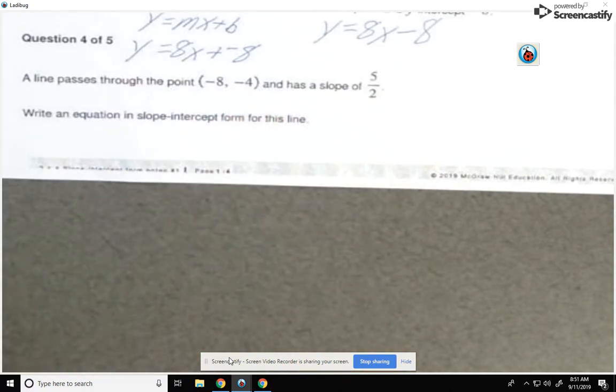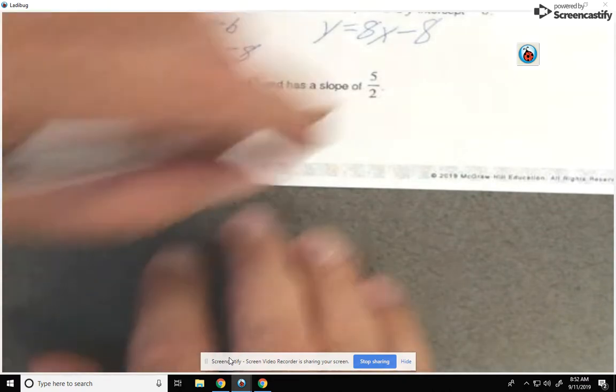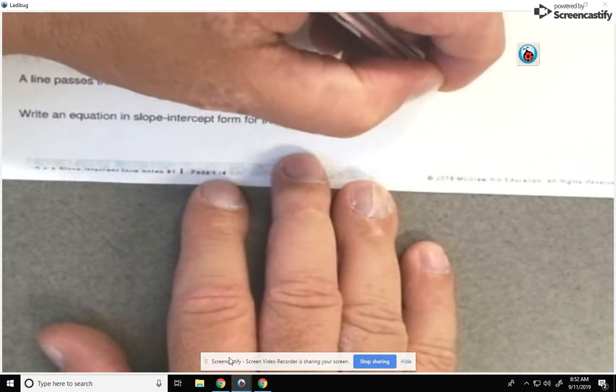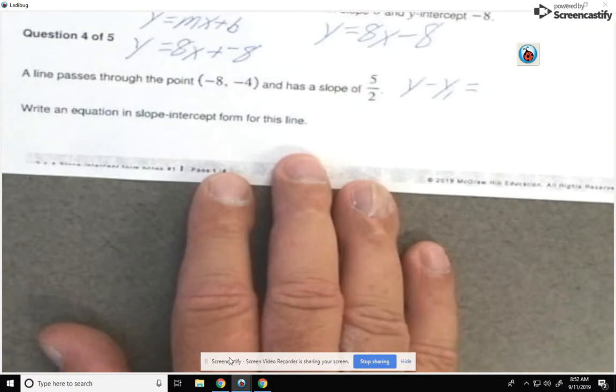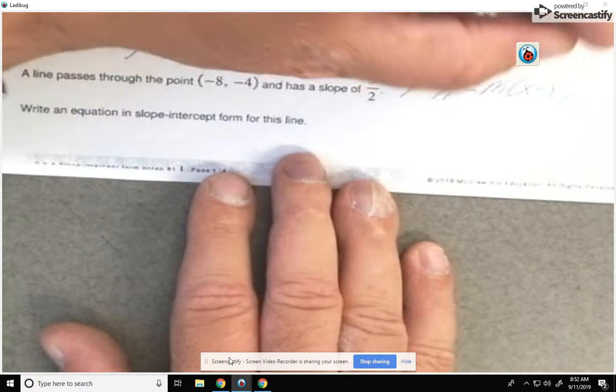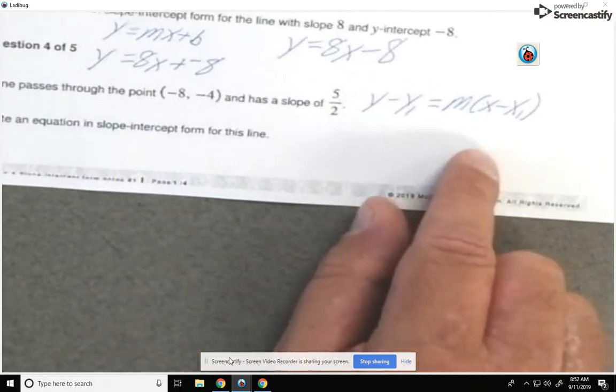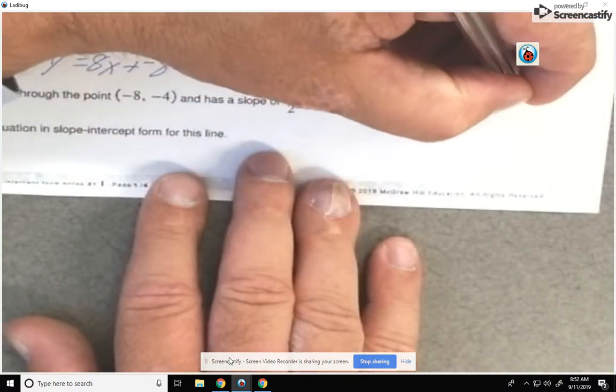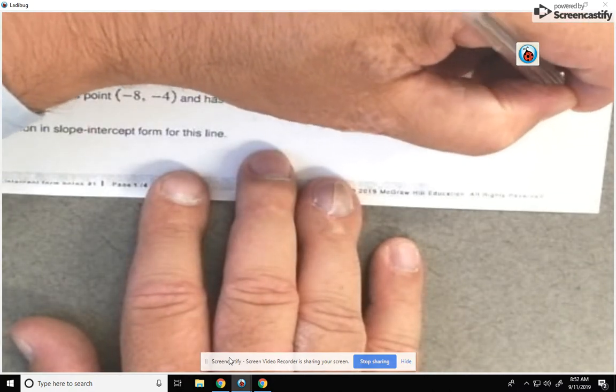Question 4 says a line passes through the point -8, -4, and has a slope of 5/2. Write the equation in slope-intercept form for this line. Okay, to do this, we're going to start out with our point slope form, which we know is y minus y1 equals m(x minus x1). Okay, so we'll start with this form, and we'll basically convert it into our slope-intercept form of y equals mx plus b.